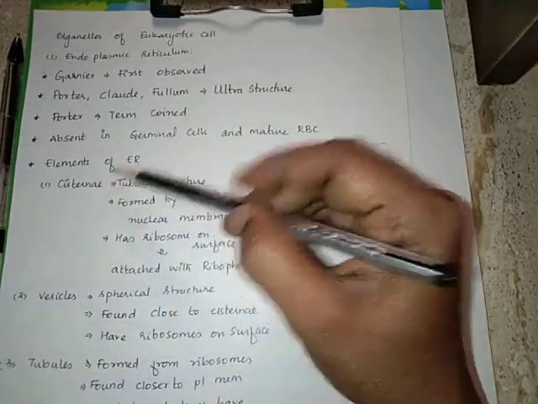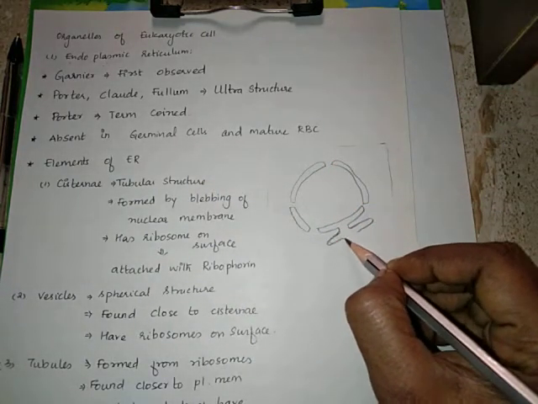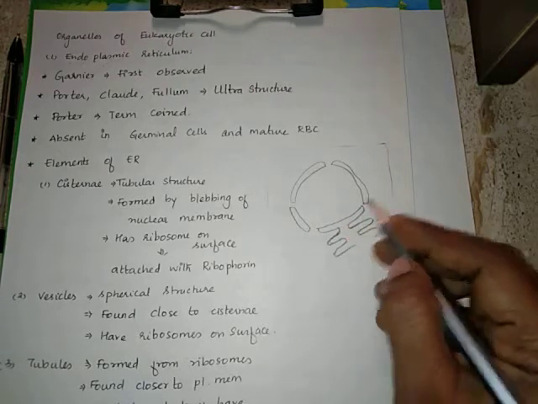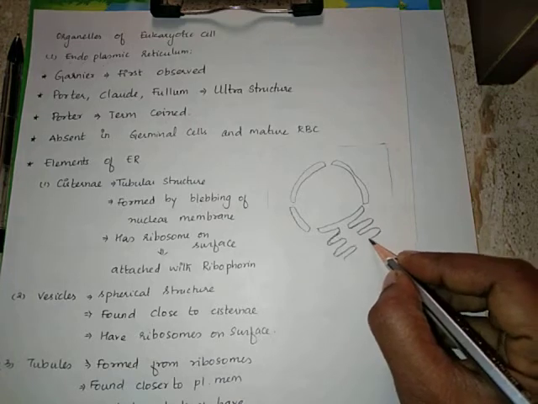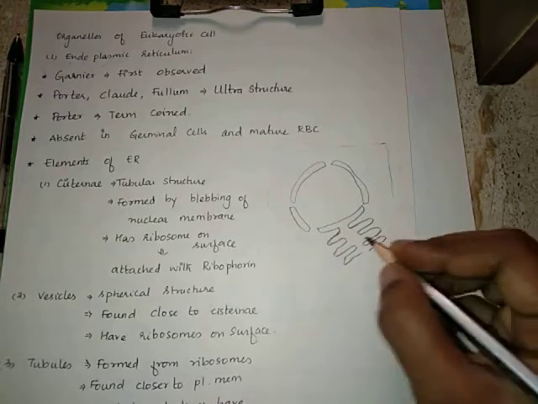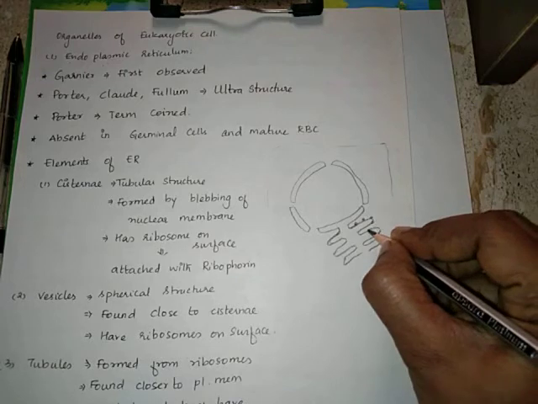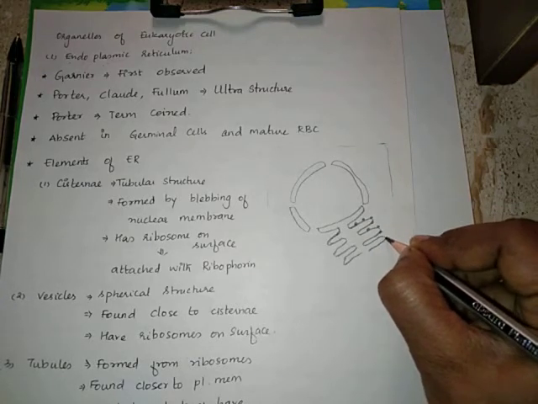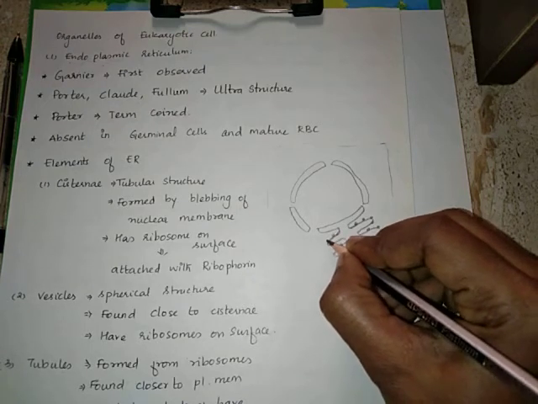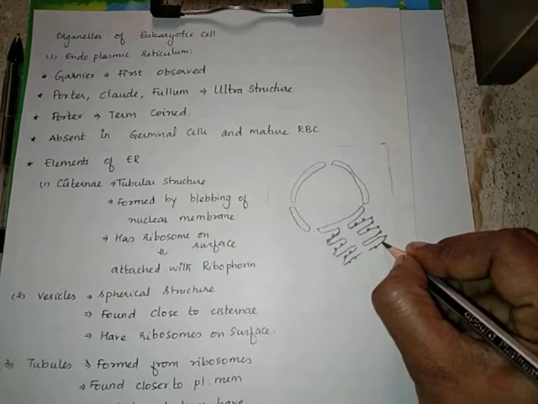The first part, cisternae, is a tubular structure which is formed by the blebbing of the nuclear membrane. When you say blebbing, it is just the nuclear membrane that extends out like a tubular structure, which we call the cisternae part of the endoplasmic reticulum. And the surface of cisternae has ribosomes attached to it, and these ribosomes, we know, are attached with the help of subproteins called ribophorin proteins, and this structure we call the cisternae.